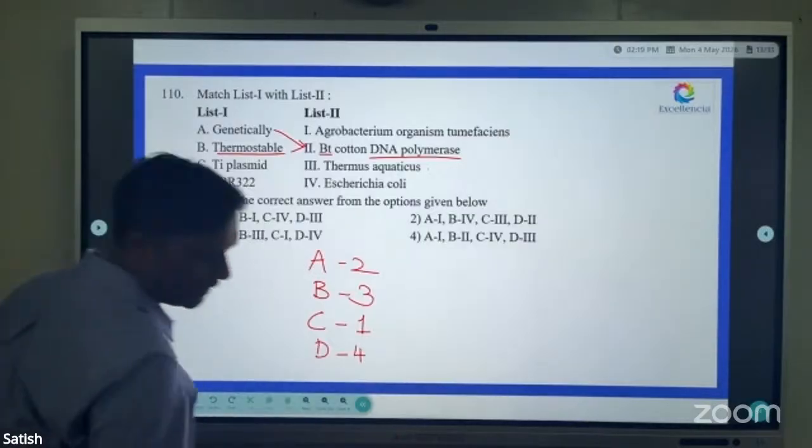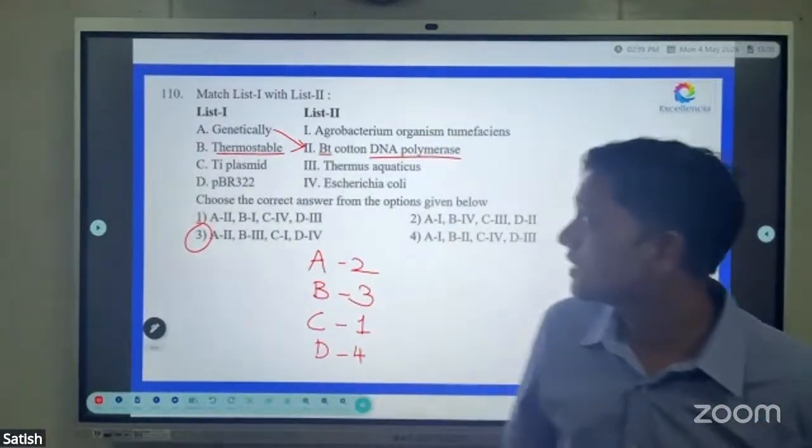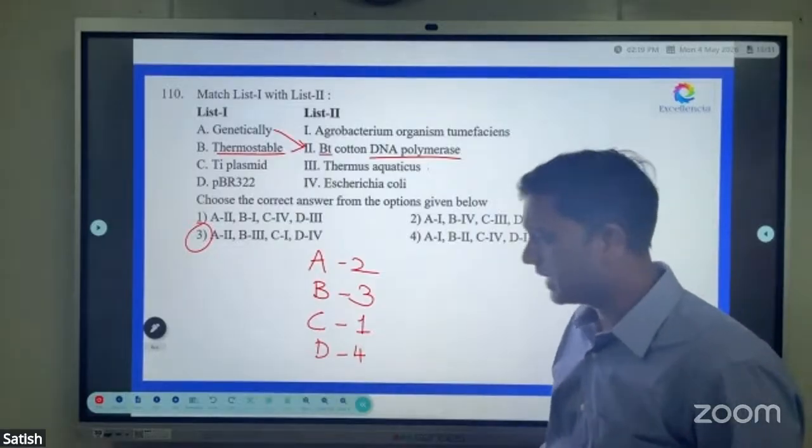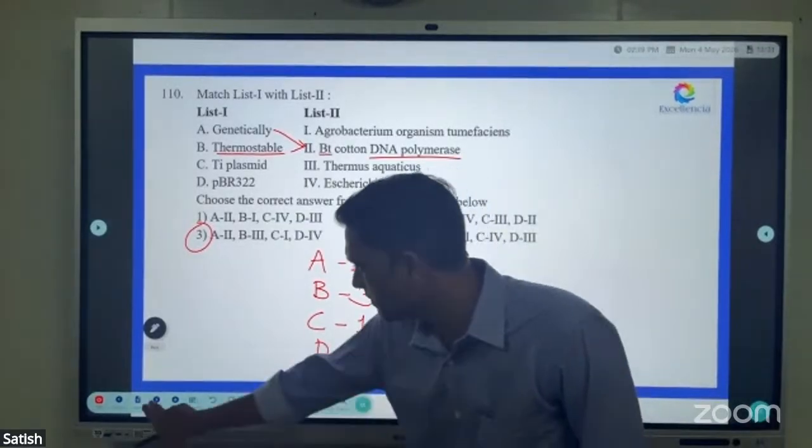Third option. 2314. So this is about the question number 110. It's an easy level 1 matrix matching question.